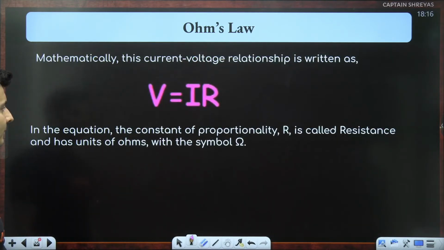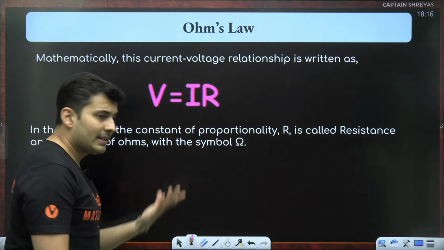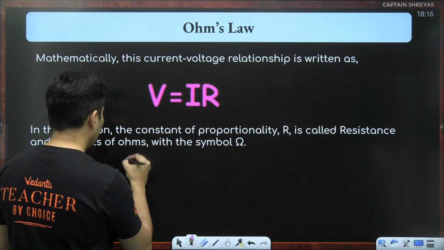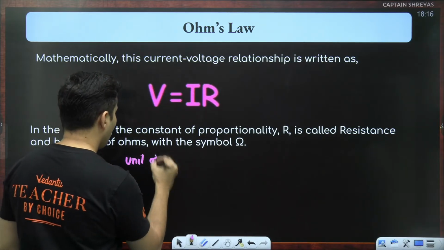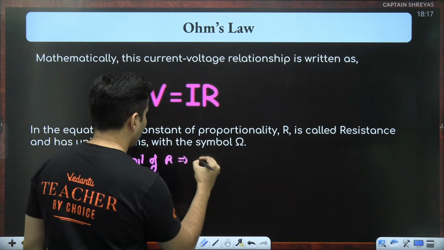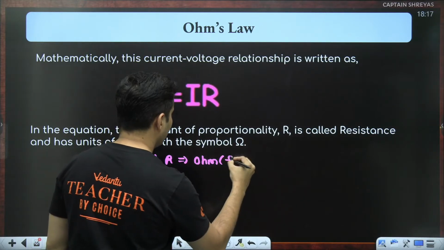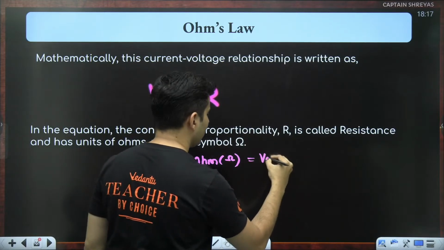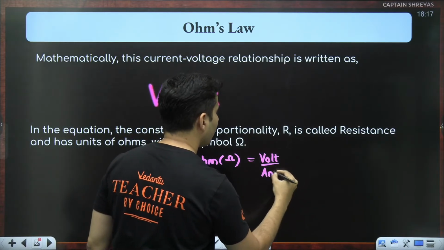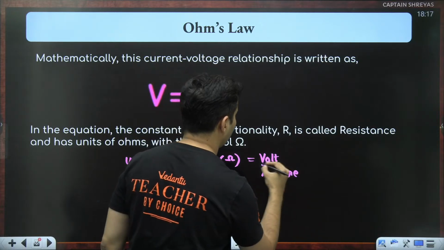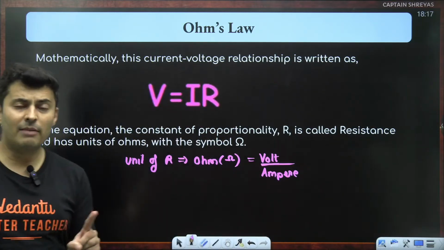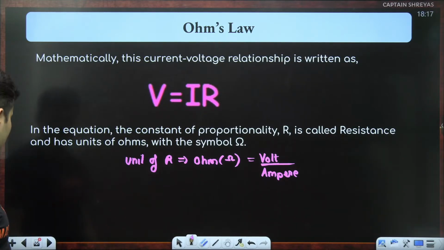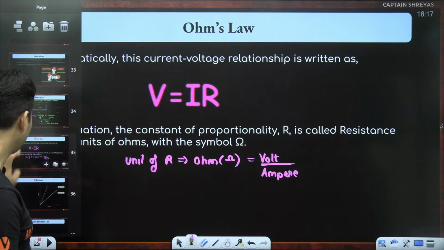V is equal to IR. The R is nothing but the resistance. It is measured in ohms, and the unit of resistance is ohm, symbolically this. It is nothing but volts and currents, so it's volt per ampere. 1 ohm is when 1 ampere of current produces a voltage of 1 volt. That is what an ohm is. Okay, keep all these things in mind.